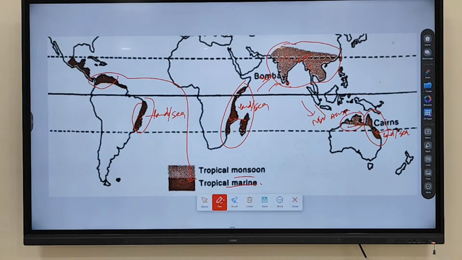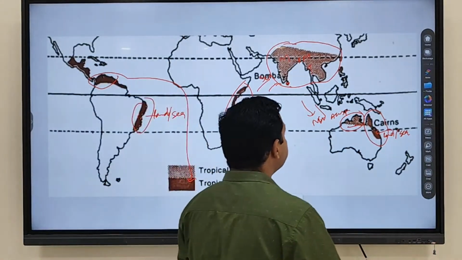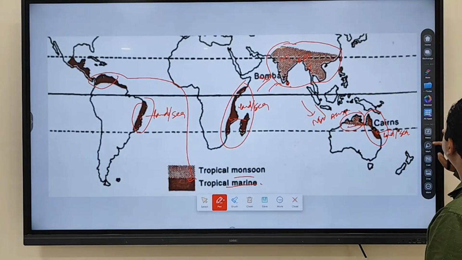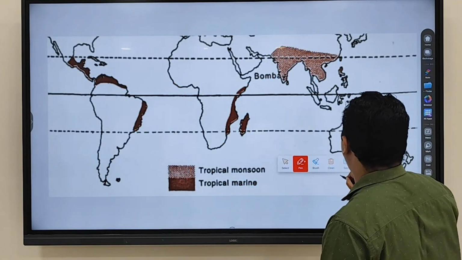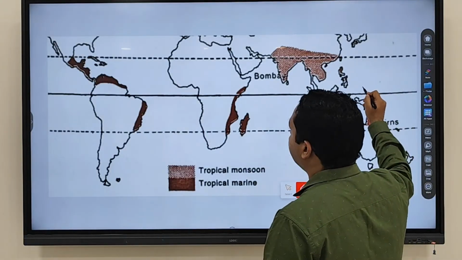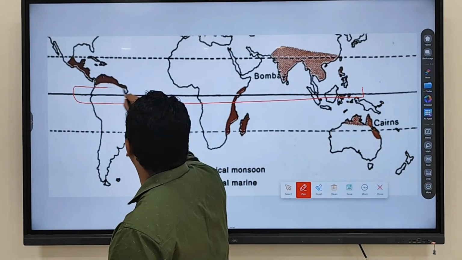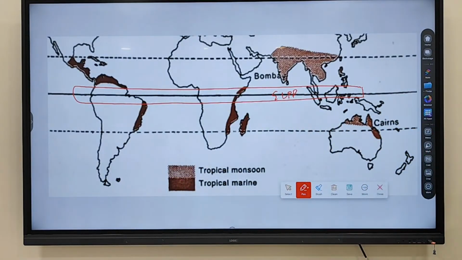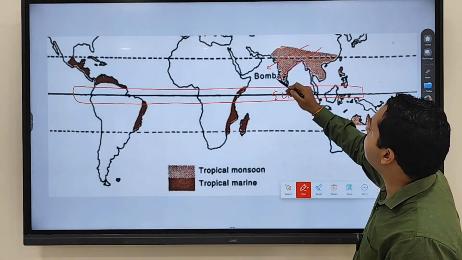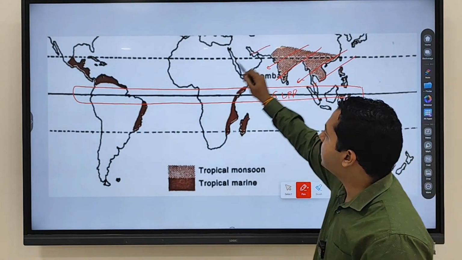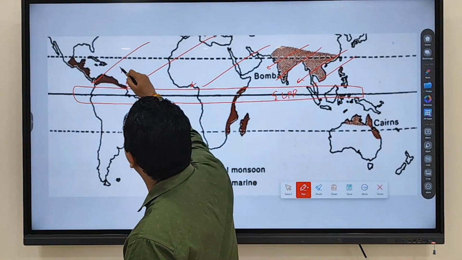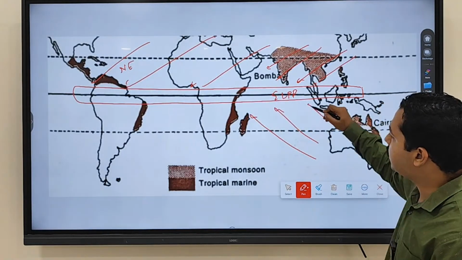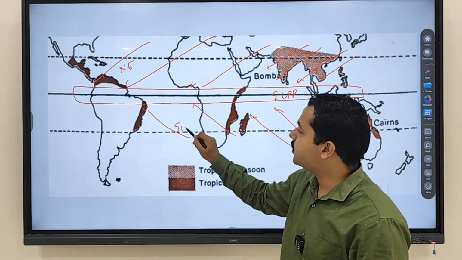So why this tropical monsoon climatic condition? As we discussed, during the period of equinoxes, where is the equatorial low pressure belt? During the period of equinoxes, the equatorial low pressure belt is here. As a result, you'll see which wind blows over here? Northeast trade wind. Which wind blows over here? Southeast trade wind. Yes.